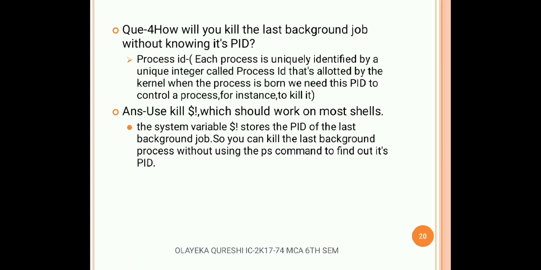So, how will you kill the last job without knowing its PID? We will kill the last background job without knowing its PID by using the kill $! command, which should work on most shells. The system variable $! stores the PID of the last background job. So you can kill the last background process without using the ps command to find out its PID.